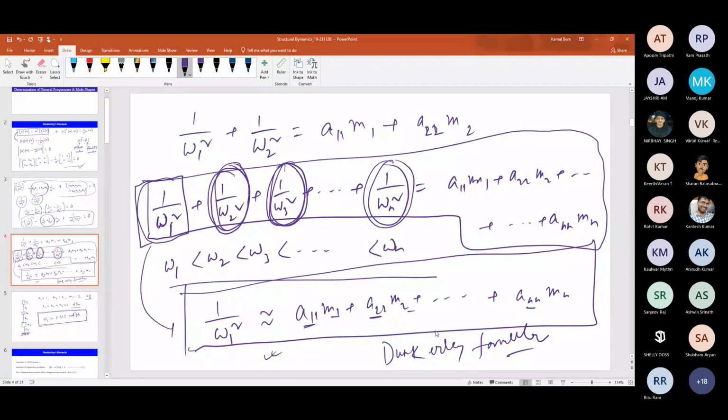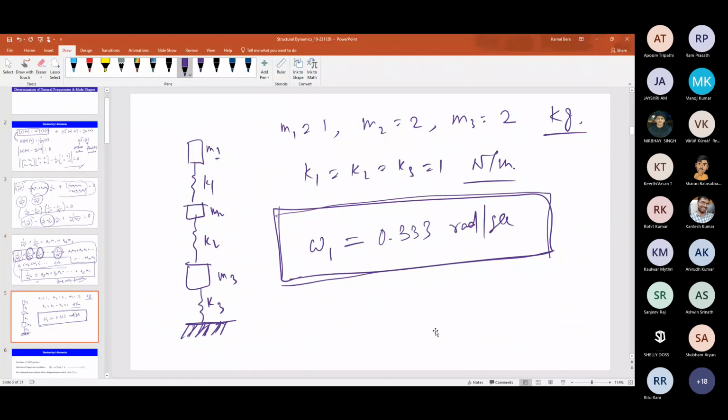Please see the formula again. 1 by omega square is approximately equal to a11 m1 plus a22 m2 plus this. So for this problem, it will be a11 m1 plus a22 m2 plus a33 m3. m1, m2, m3 are given to you. You have to just find out a11, a22, a33, that is the diagonal terms of the flexibility matrix, which is nothing but the inverse of the stiffness matrix. So basically you have to formulate the stiffness matrix. That's all.